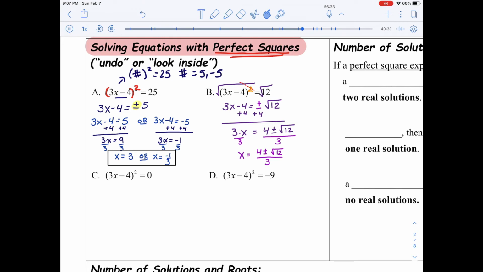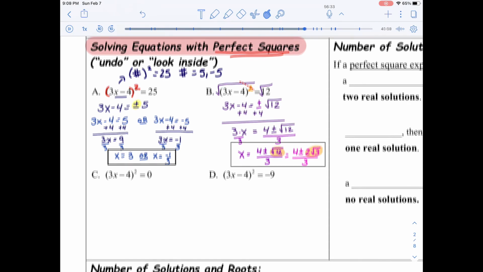Now, in a few more lessons, we'll learn that we could rewrite that as 4 plus or minus 2 times the square root of 3, all divided by 3, because we'll learn how to do something called the simplest radical form and simplify the square root of 12 down to 2 times the square root of 3. For now, you don't have to worry about that. In a couple weeks, we'll get there.